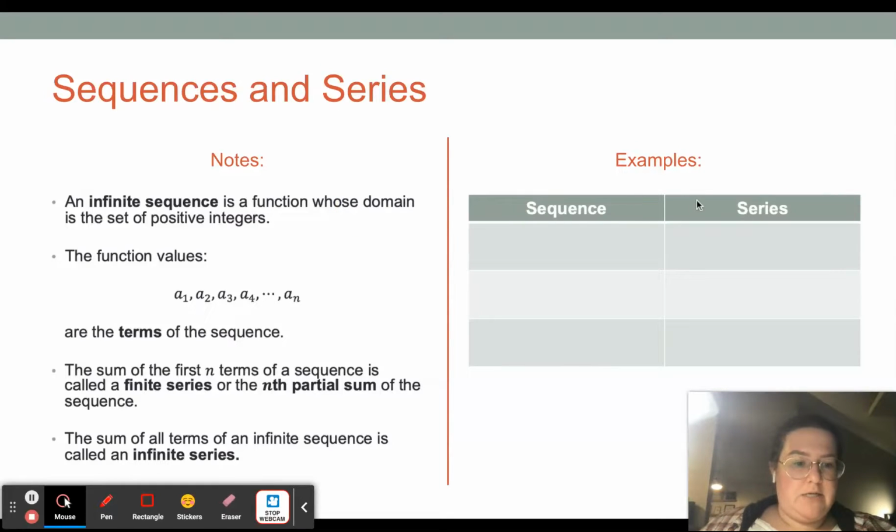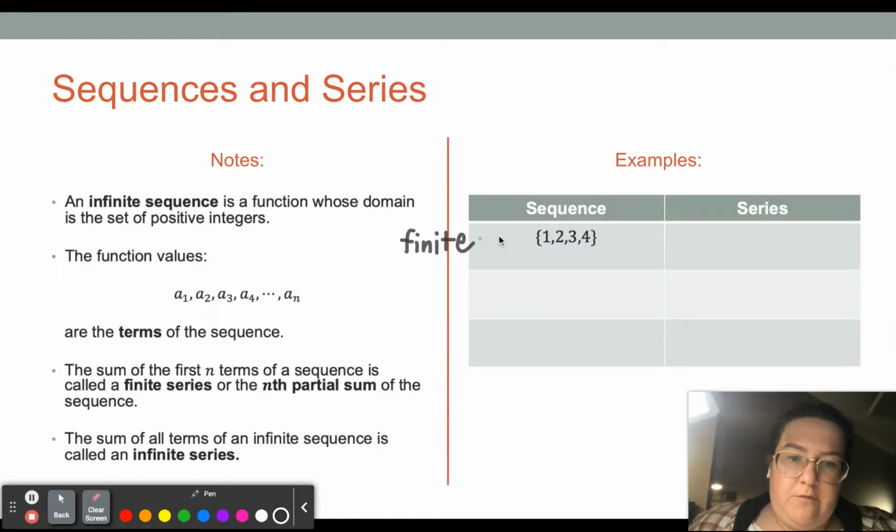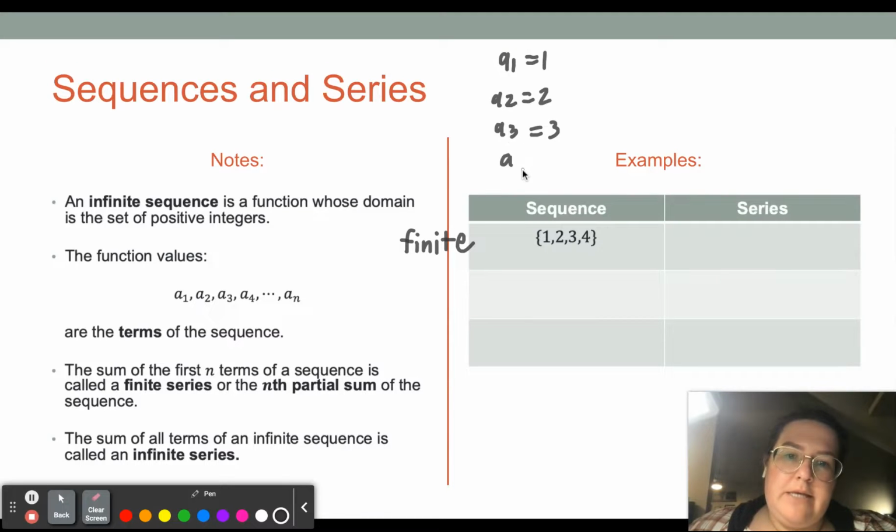So here's an example. Here's a sequence. It's a finite sequence because there are exactly 4 terms. In this case, a sub 1 is 1, a sub 2 is 2, a sub 3 is 3, a sub 4 is 4. A sub 1 stands for the first term is 1, second term is 2, third term is 3, fourth term is 4. And then the series is the sum of that sequence, so 1 plus 2 plus 3 plus 4, which is 21.